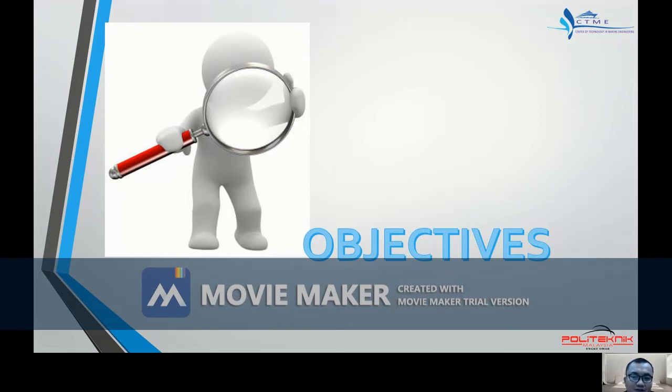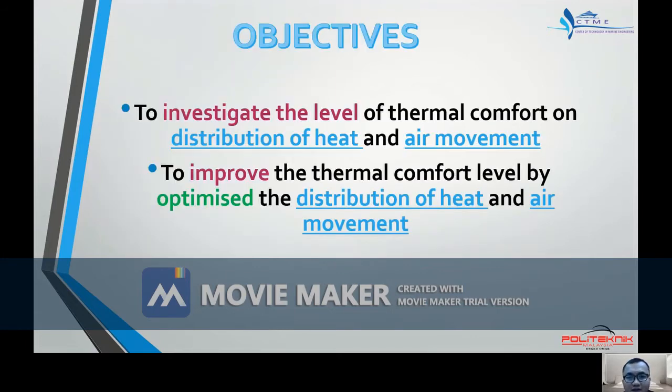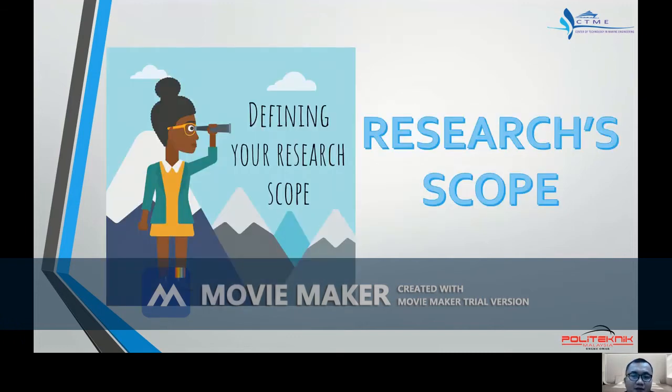The objectives of this research are to investigate the level of thermal comfort and the distribution of heat and air movement, and then to improve the thermal comfort level by optimizing the distribution of heat and air movement.